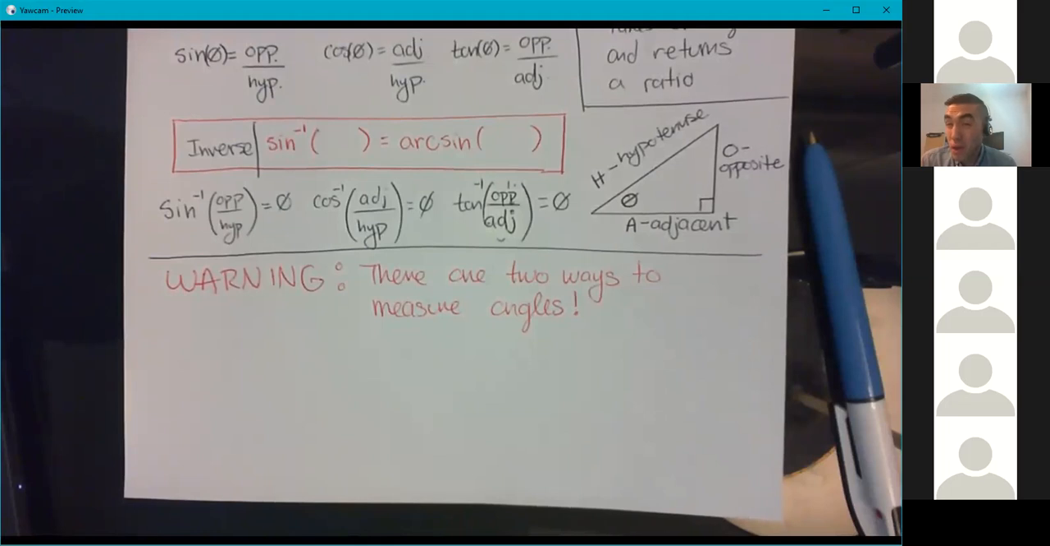The same way that a marathon can be thought of as being 24 miles or 42 kilometers, those distances are exactly the same, right? It's the same length, but with different numbers. There are two different unit systems by which angles are measured. And if your calculator is using the wrong angle system, you're going to have a bad time.